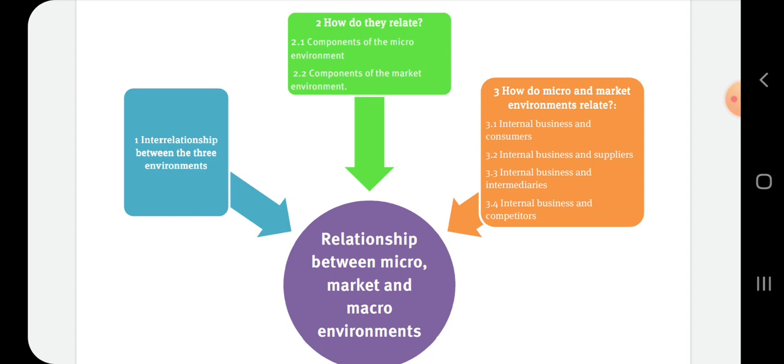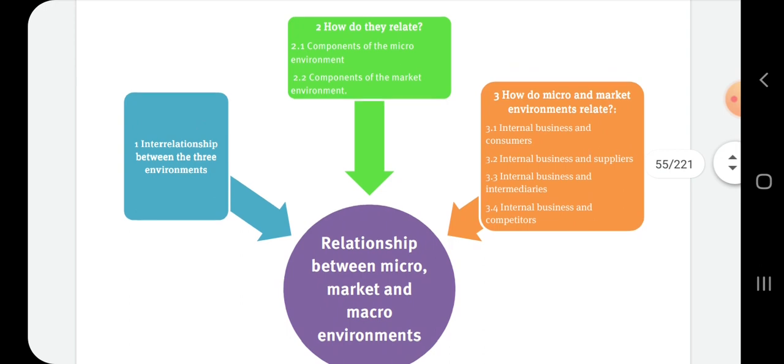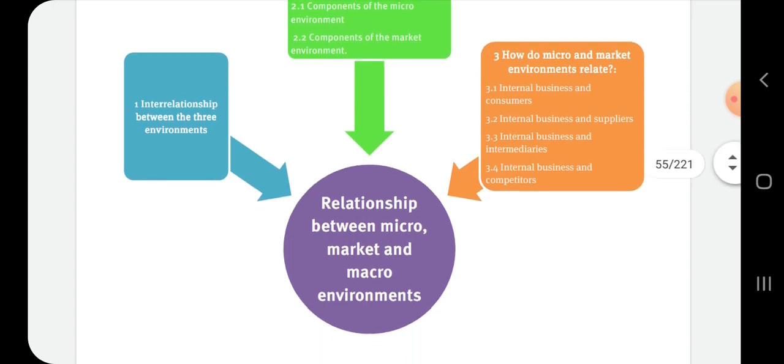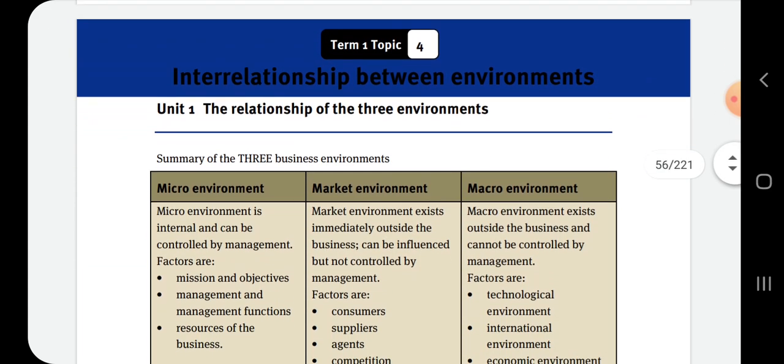So that is how the market and the micro relate, in which customers are external, in the market environment, but they buy from the business. Within the business, intermediaries also link us, as the business, to our customers. And then we have interrelationships between the three environments as well. So we'll look at components of the micro environment, components of the market environment, and the relationship between micro and market, and the three.